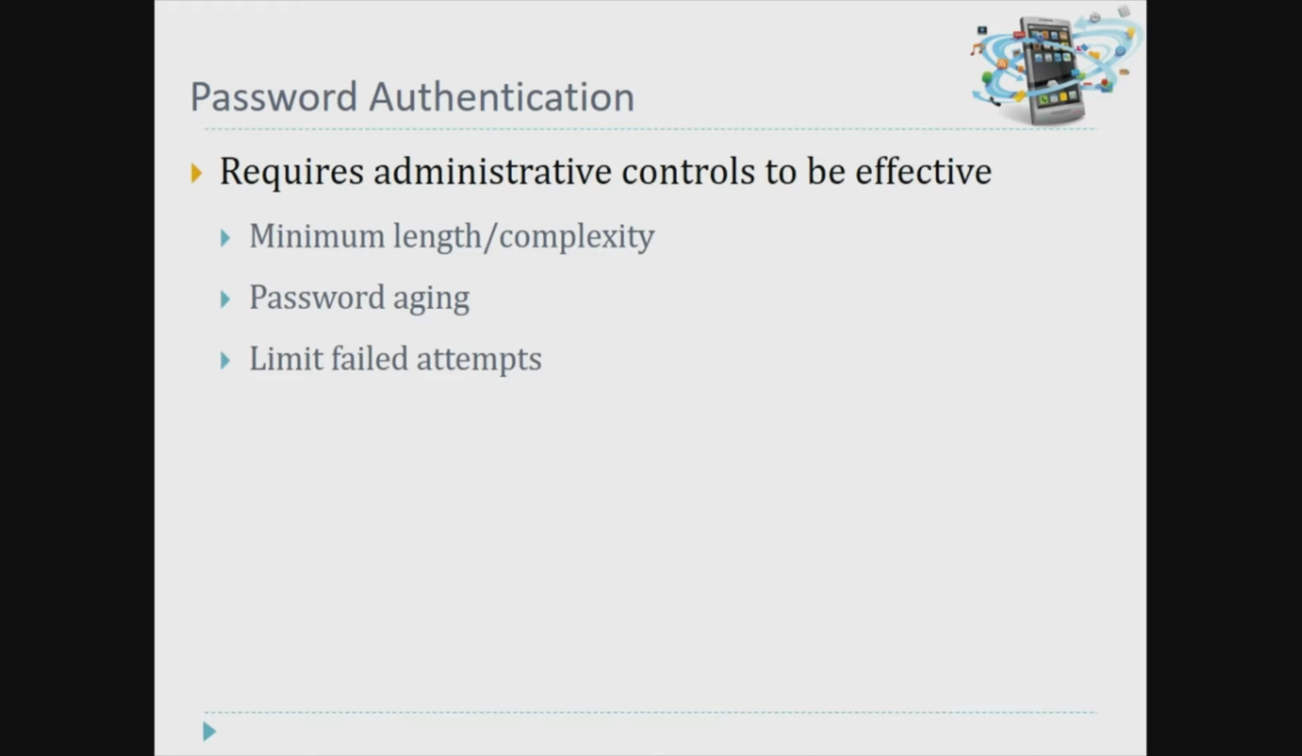Password authentication also requires administrative control to be effective. So we need to control the minimum and maximum length, the complexity of the password, and the aging of the password. After 6 months, the user needs to renew and change the password, and there should be a limit on failed attempts: 3 times, 2 times, 1 time. So the administrator must apply control to make it more effective if you want to use the password.